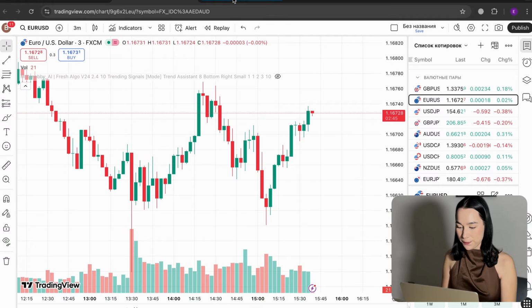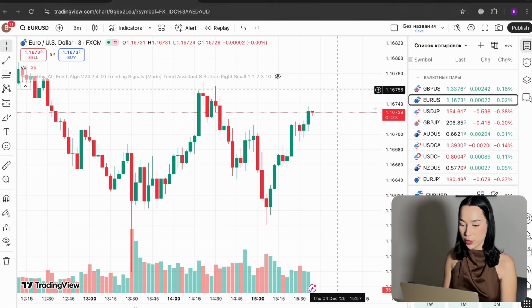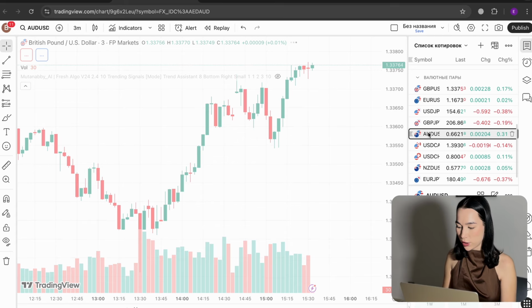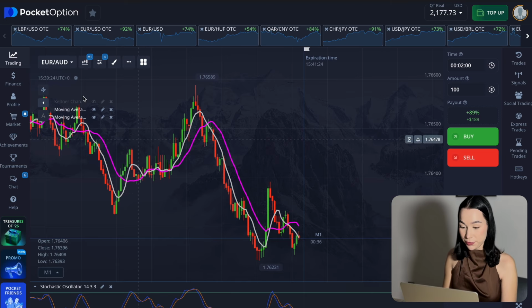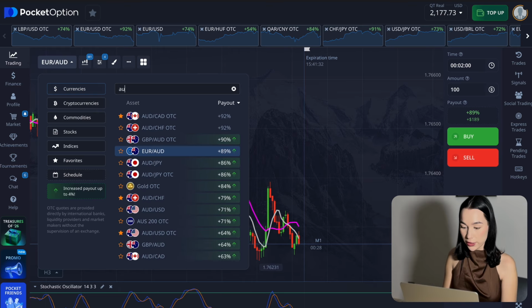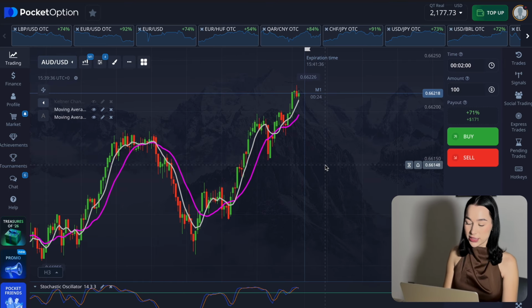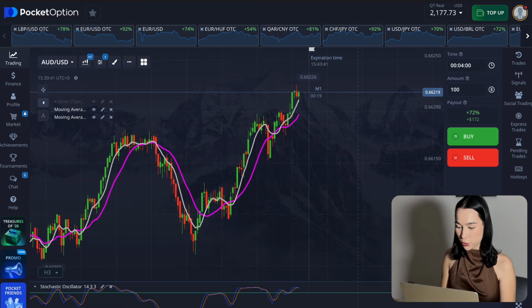So we come back to the randomizer, minimum 1, maximum 10, we generate, and it's 5. Okay, we go to TradingView, 1, 2, 3, 4, 5, and it's Australian dollar and US dollar. Okay, perfect. It's kind of a good one. So we're gonna find it in the search, AUD/USD. Here it is, the payout 71% is fine. We're gonna change the time to 4 minutes.